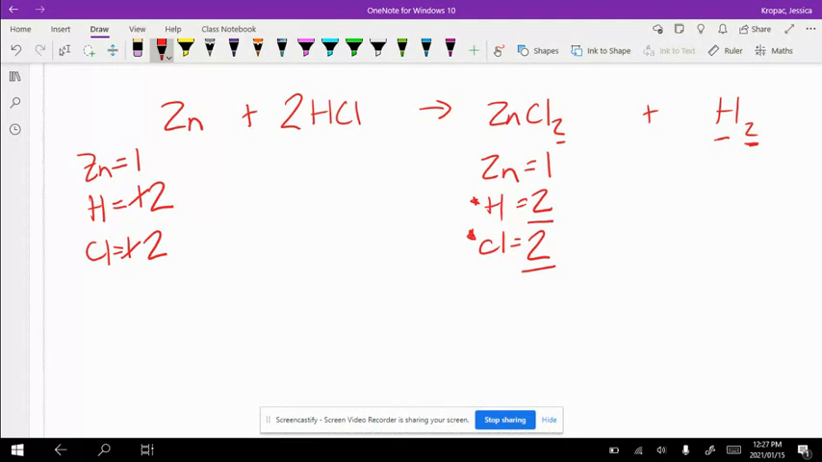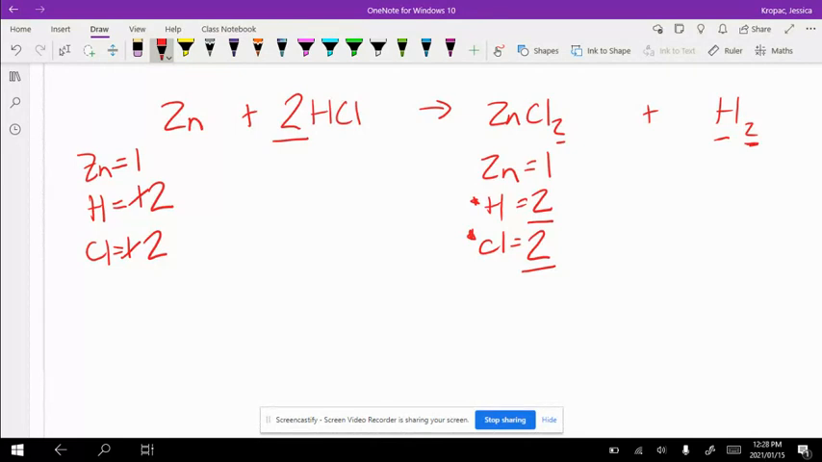Now I'm going to inspect and see if my numbers match. On the left, I have 1 zinc. On the right, I have 1 zinc. I'm good. On the left, I have 2 hydrogens. On the right, I have 2 hydrogens. I'm good. On the left, 2 chlorines. On the right, 2 chlorines. I'm good. I'm balanced. By adding simply 1 coefficient in front of hydrochloric acid, I was able to balance this chemical equation.